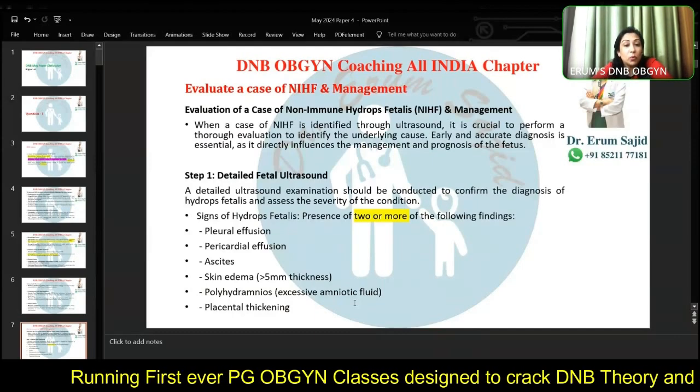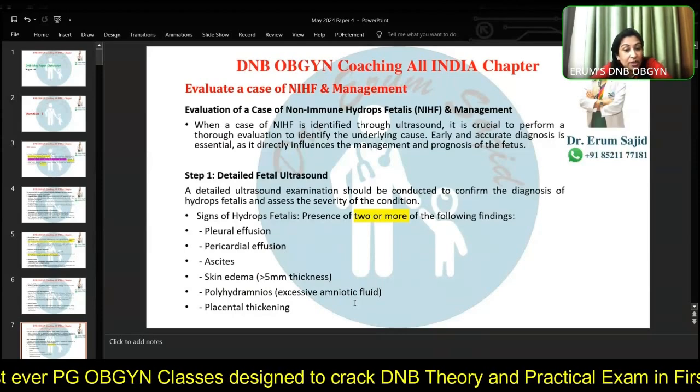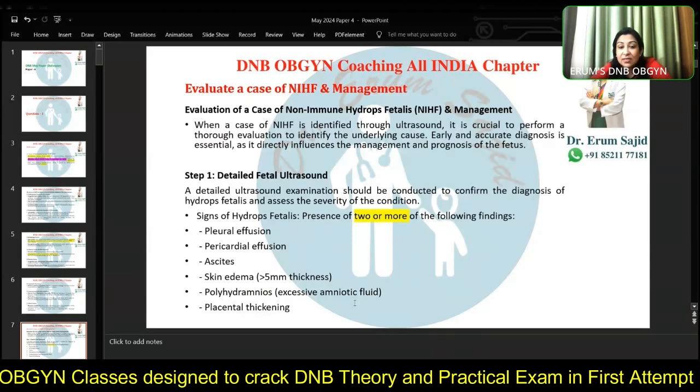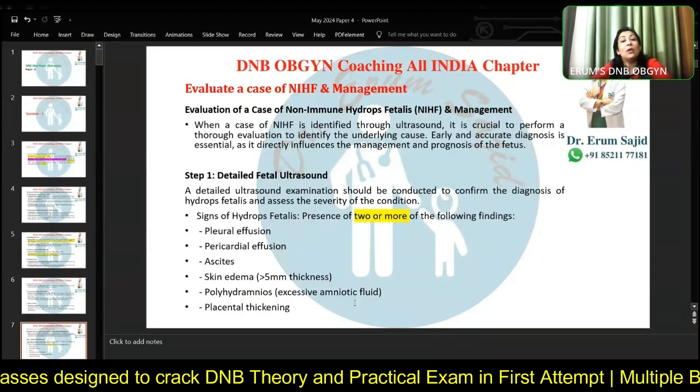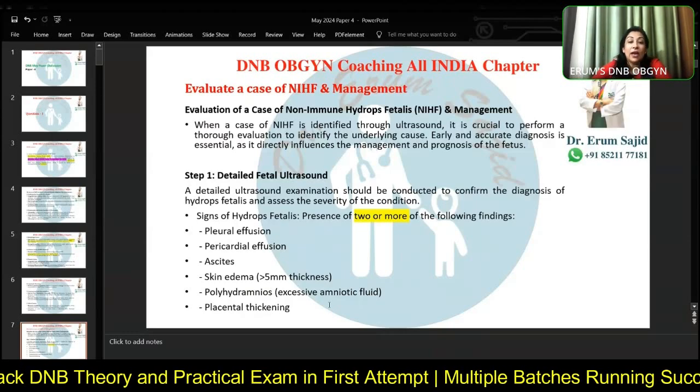Either there should be pleural effusion and pericardial effusion, or ascites along with it, or skin edema more than 5 millimeter thickness, polyhydramnios or placental thickening. 2 of these features have to be there to be called as hydrops fetalis.